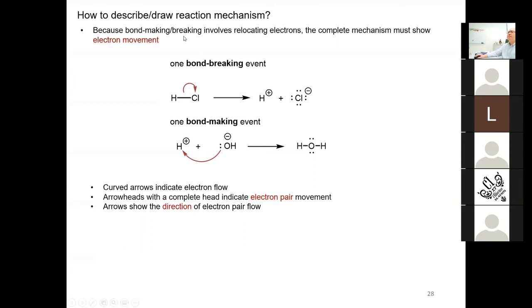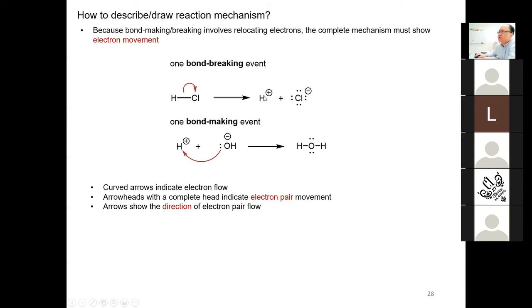Because bond making and breaking events involve relocating electrons, the complete mechanism we draw to describe the reaction must show electron movement. Otherwise people won't understand how that happened. For example, you have a neutral hydrochloric acid. The electrons within this bond apparently move somewhere else because the bond breaks. We know the electrons go to chloride because now the chloride becomes an anion.